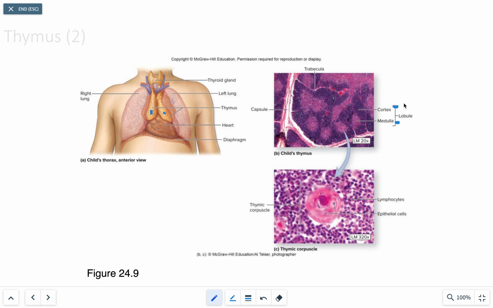Inside of the cortex, we'll see immature T lymphocytes. And in the medulla, we see mature T lymphocytes. The thymus is going to continue to grow until puberty and then regresses in size and function in adults. In adulthood, T lymphocytes can only be produced by cellular division, not by maturation of new cells in the thymus.